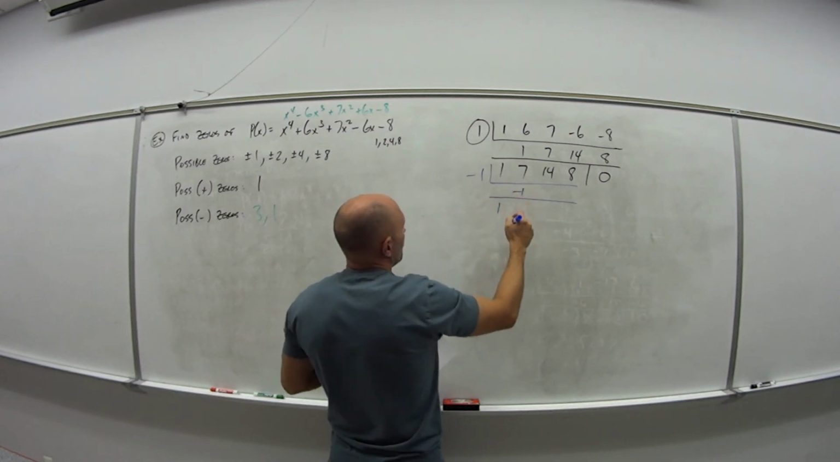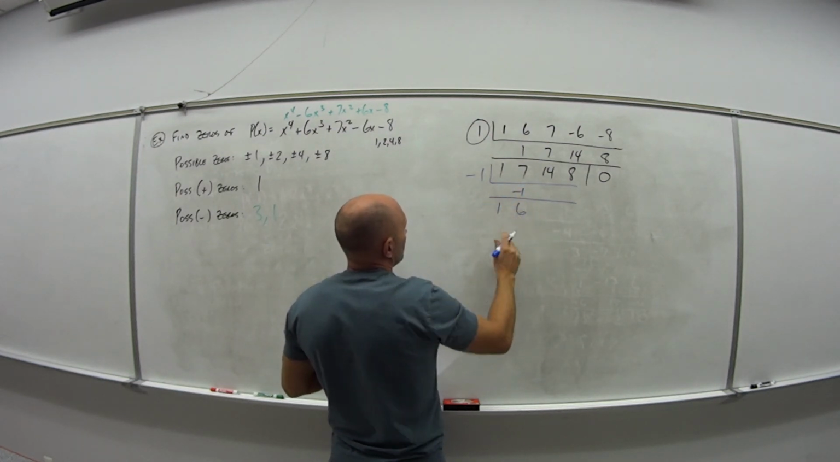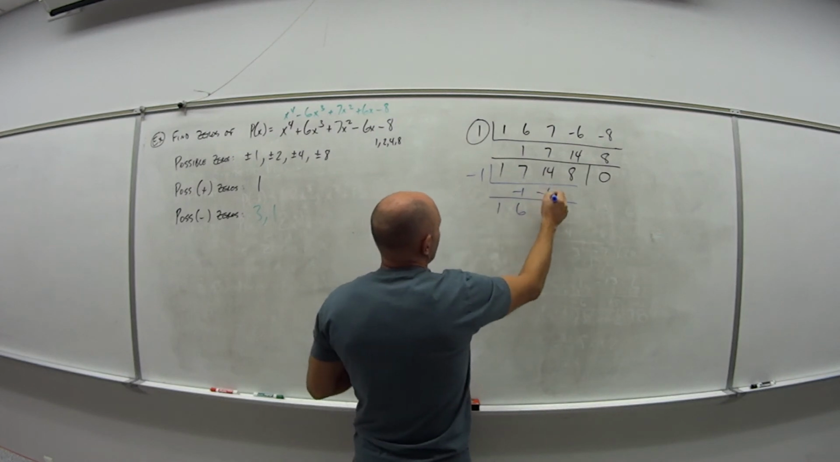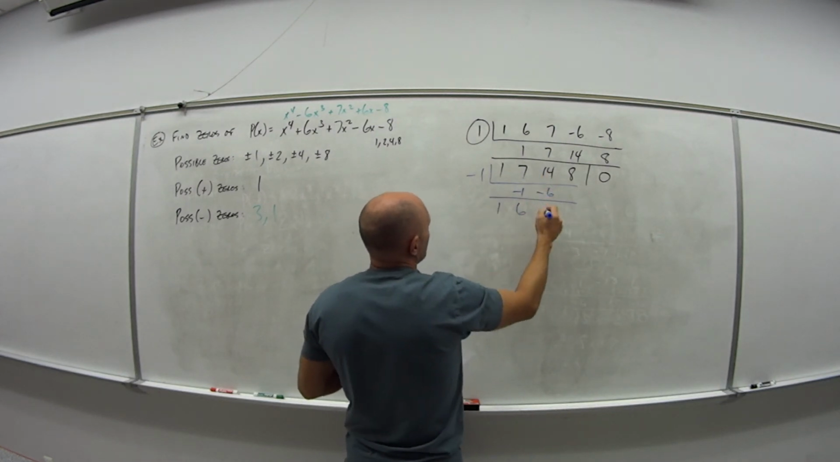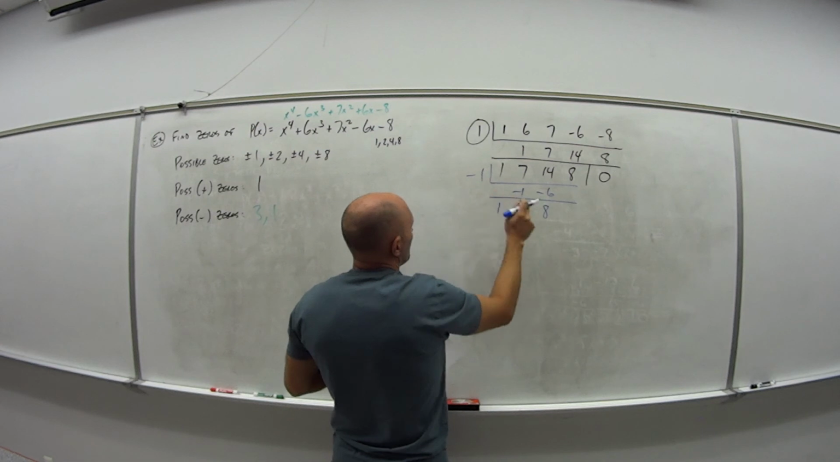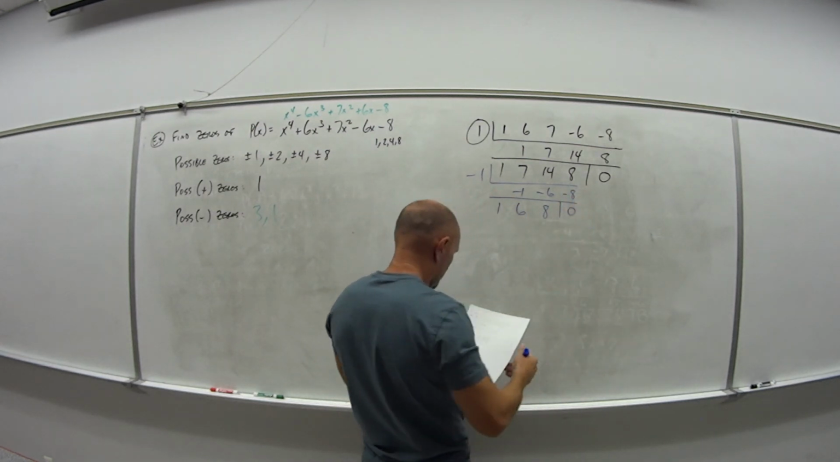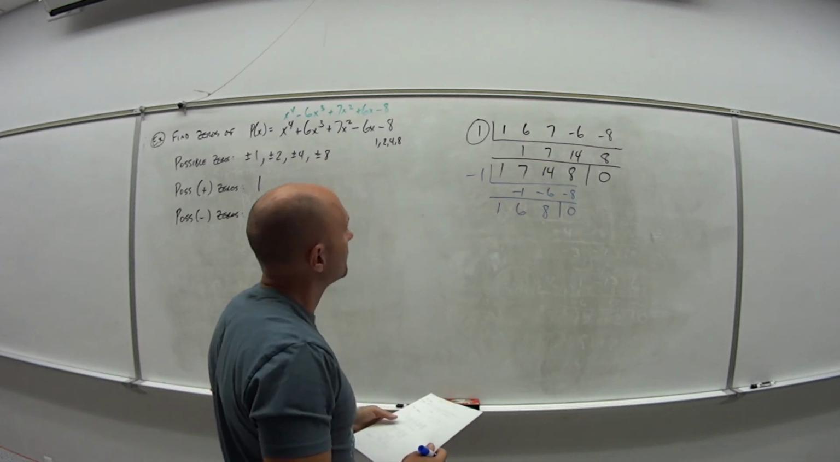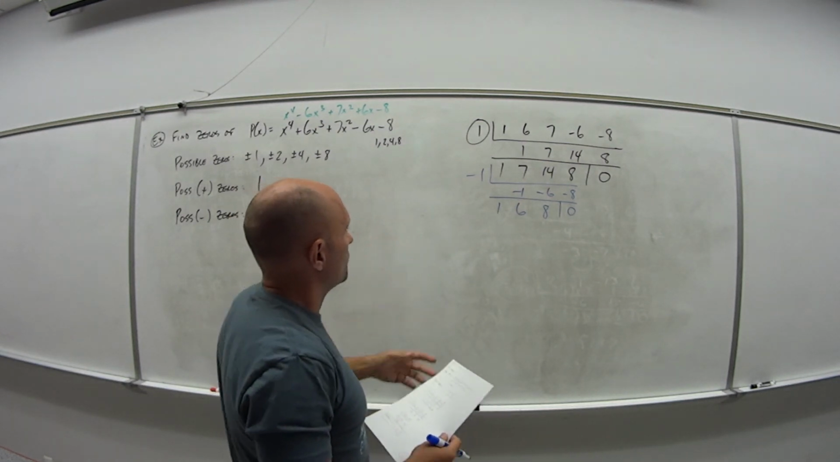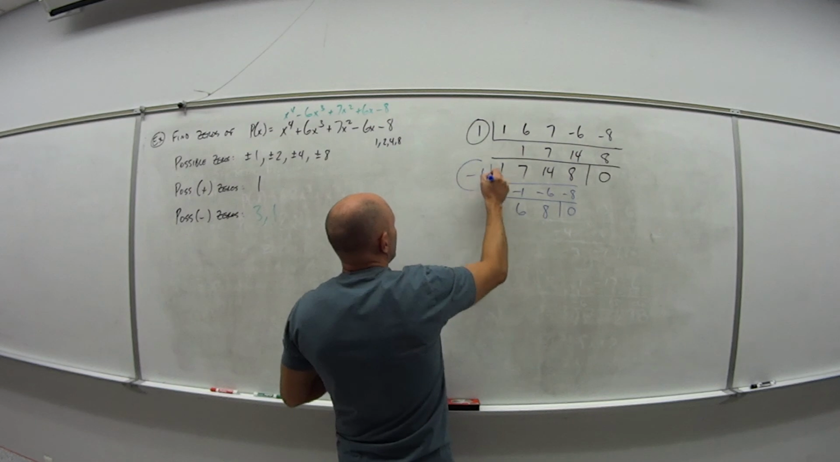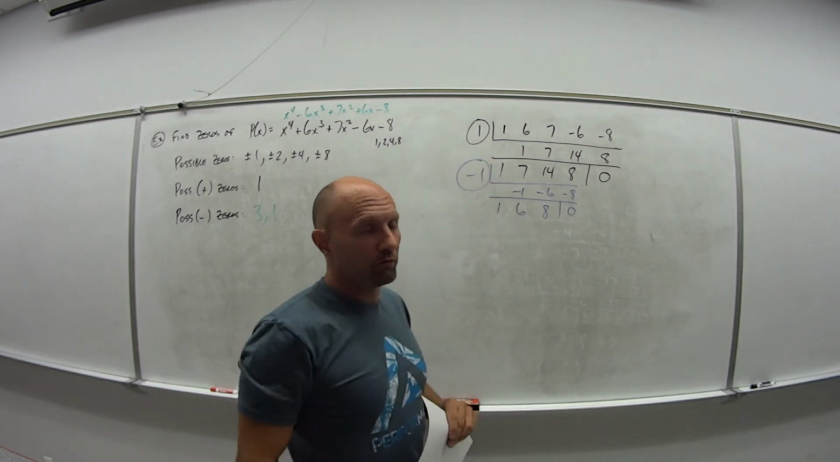Bring down the 1, you get negative 1. Add them, you get 6. Multiply, negative 6, add them, you get 8. Multiply these, negative 1 times 8 is negative 8. That's great again. Well, that worked out nicely for us. So, remainder 0, meaning negative 1 is also one of our roots.